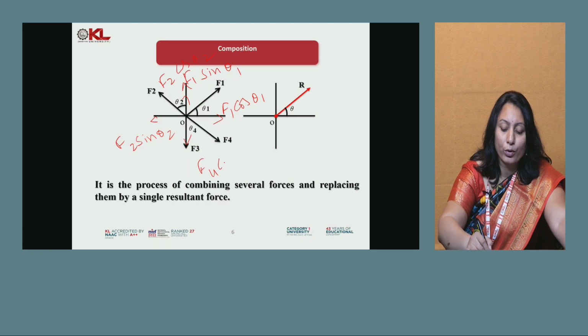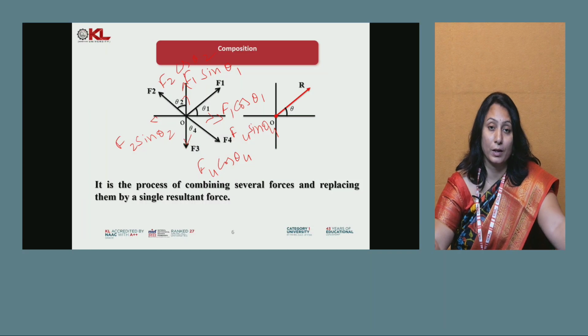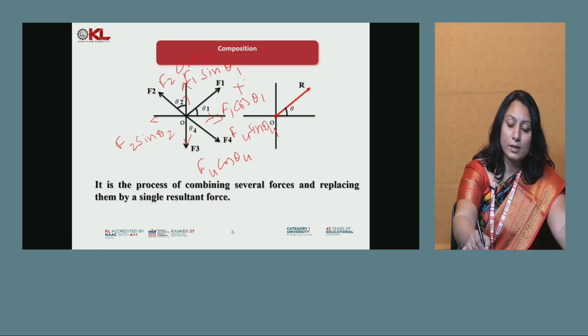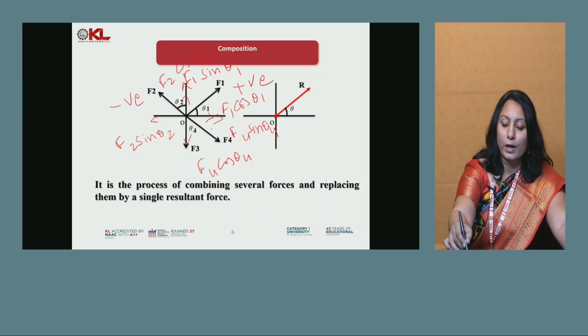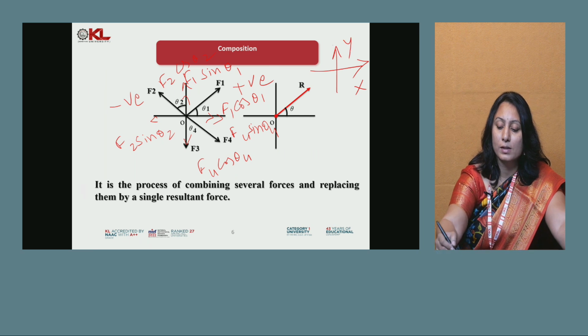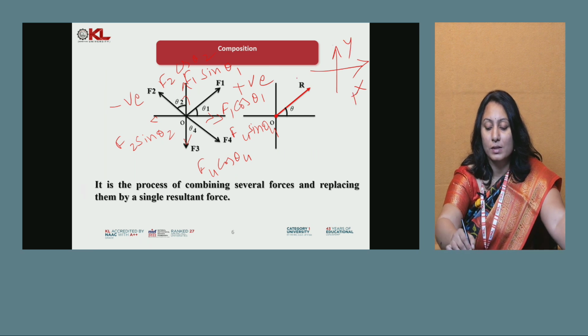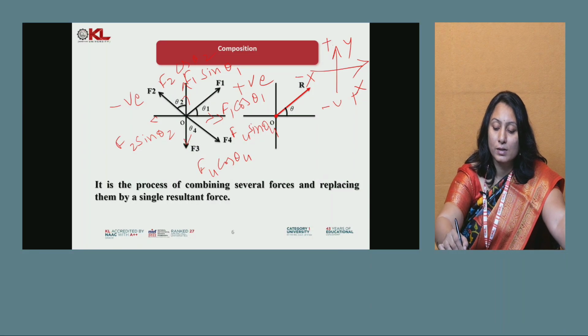So here F4 cos theta 4, because this is the adjacent one, and here F4 sin theta 4. Okay, now we have to remember one thing. This side is positive, this side is negative. So we all know that this is the x-axis, this is the y-axis. So this is the positive x-axis, this is the negative x-axis, this is the positive y-axis, this is the negative y-axis.